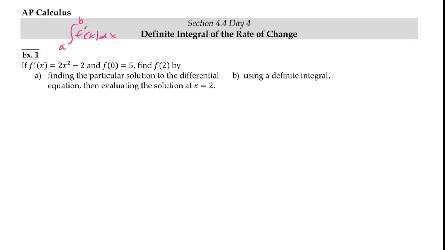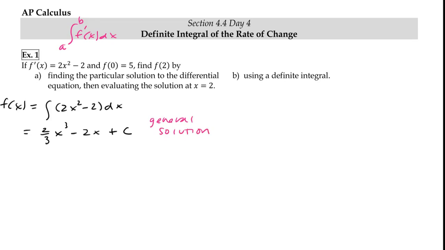Do you remember, to find the particular solution, we first have to find the general. And it's really saying find f. But we have f prime. So we are going to find f. We are going to integrate f prime. We're going to make sure we write our dx on that. Okay, when we integrate that, we are going to get 2/3 x cubed minus 2x plus c. What we just found was the general solution.